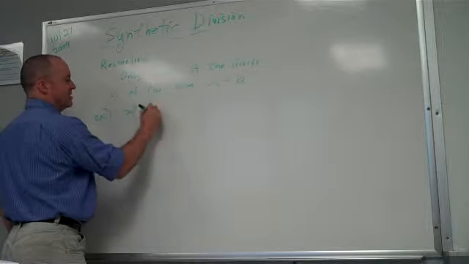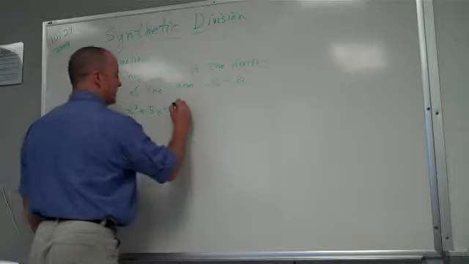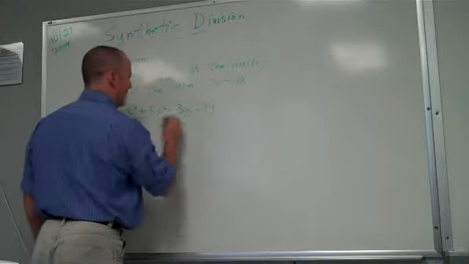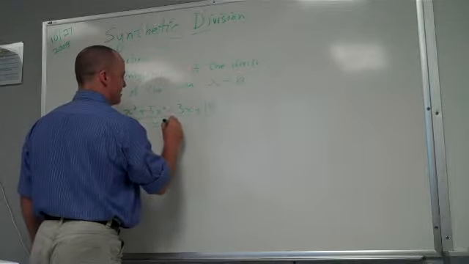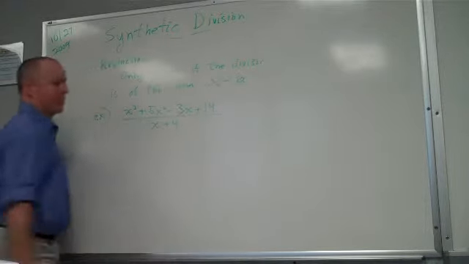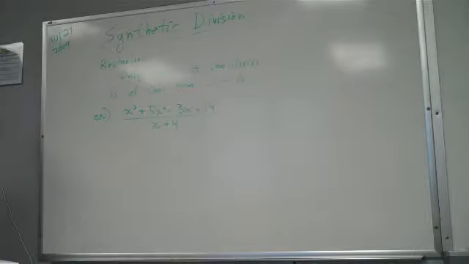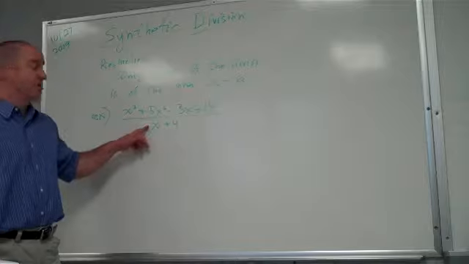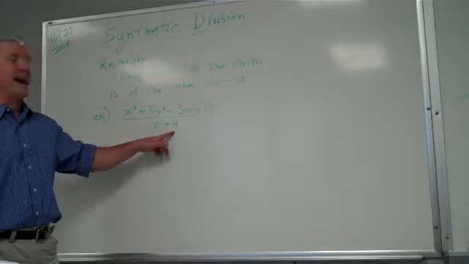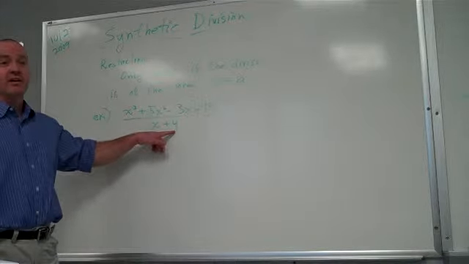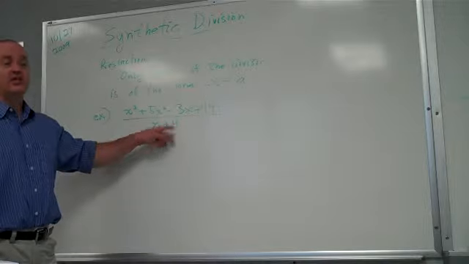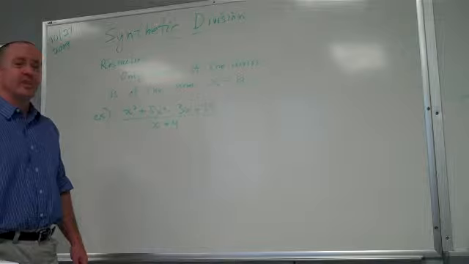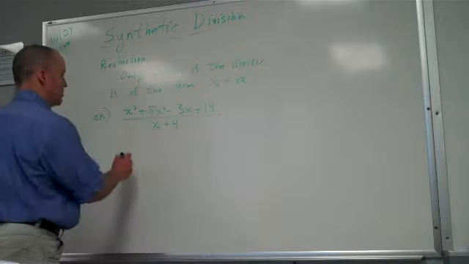x cubed plus 5x squared minus 3x plus 14 divided by x plus 4. To divide these two polynomials one by the other, I may use synthetic division because this is 1x being added or subtracted to a number. So it can be added or subtracted? Yes, and you switch the sign when you go to the synthetic division.